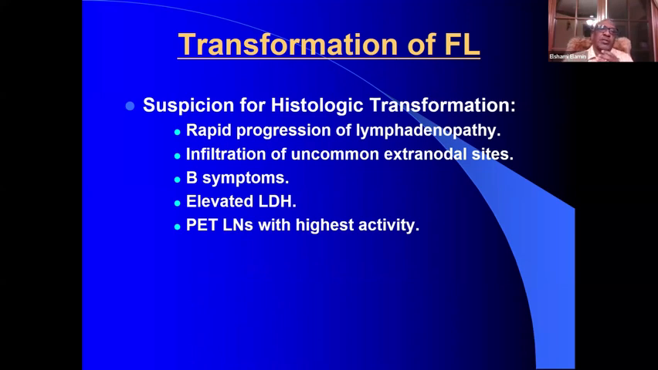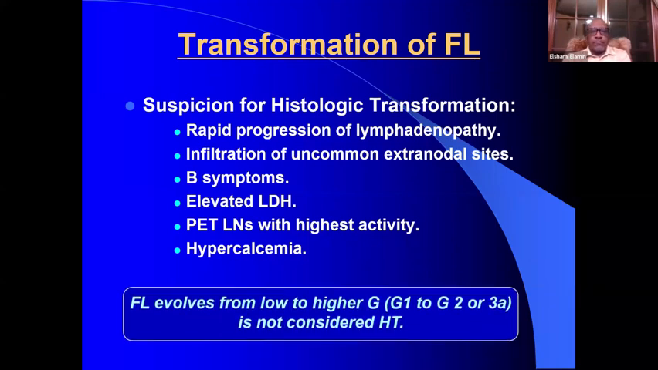Usually follicular lymphoma has a PET scan with a low SUV. If the SUV was 5, 3, 4, and now the SUV is 17, 20, high, you suspect transformation. Hypercalcemia of malignancy may indicate transformation of follicular lymphoma into diffuse large B-cell lymphoma. But remember, follicular lymphoma evolving from low grade to higher grade, for example, it was grade 1, it was not biopsied, it became grade 2 or 3A, that's not considered transformation.